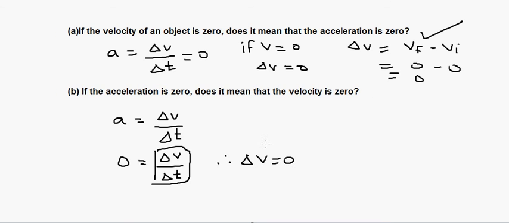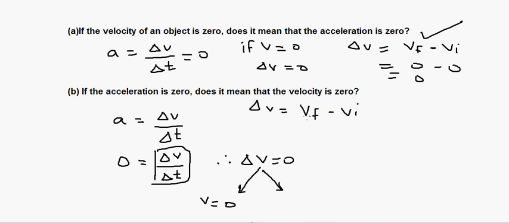Well, there are two conditions where delta v is gonna be equal to 0. The first possibility we discussed in the first part, that is velocity is gonna be equal to 0. If velocity itself is 0, of course delta v is gonna be equal to 0. But there is a second possibility as well. What is delta v? Delta v is v final minus v initial, right?